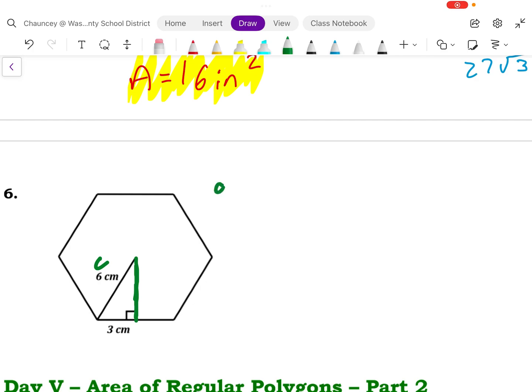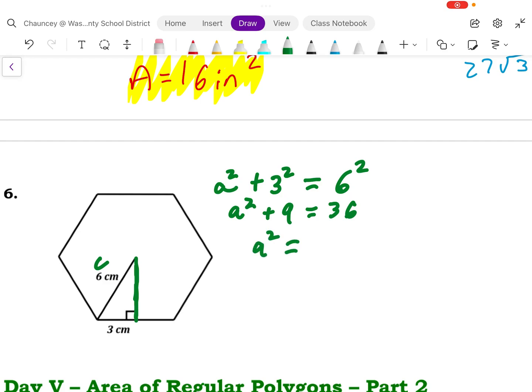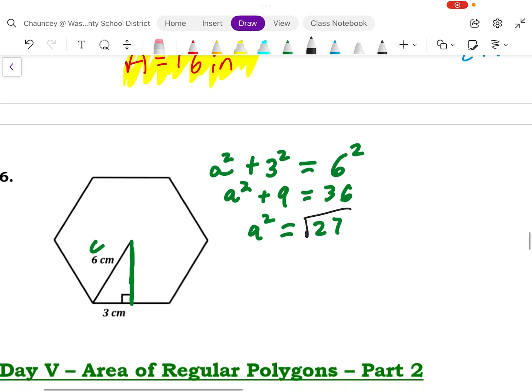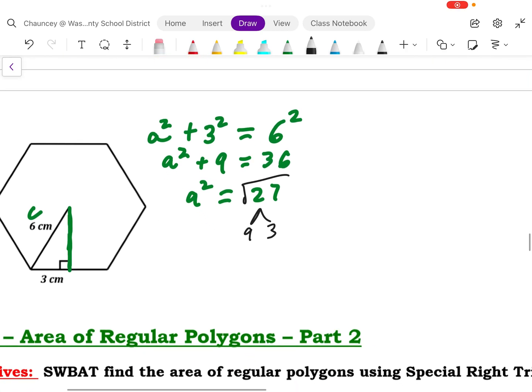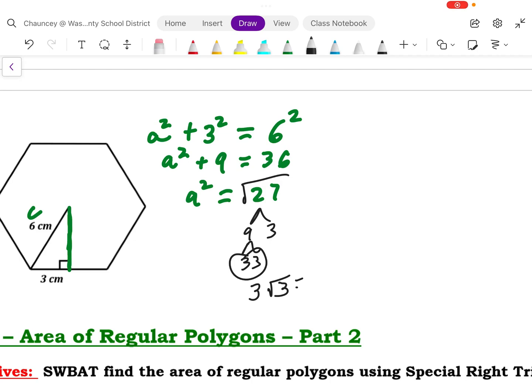So remember, it doesn't matter what A or B is, but C always has to be your hypotenuse. So in order to find this, let's just say A squared plus 3 squared equals 6 squared. What you get is A squared plus 9 equals 36. If we subtract that, that gives us 27. Now let's take the square root of that. It's not a perfect square, but we could break it down to 9 and 3. And then this goes 3 and 3. There's my pair. That comes out. So we end up with 3 radical 3 for our apothem. All right, so we're good there.